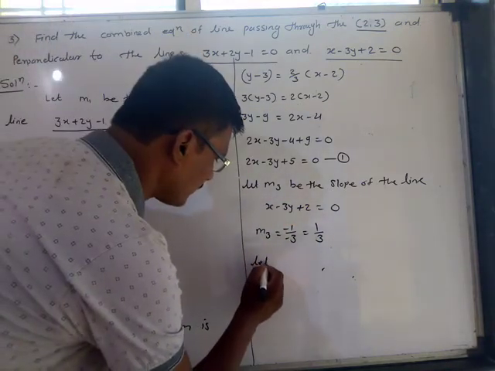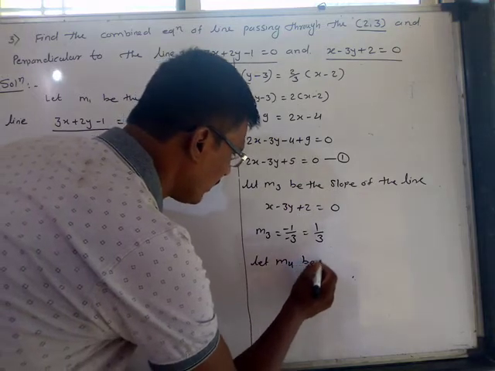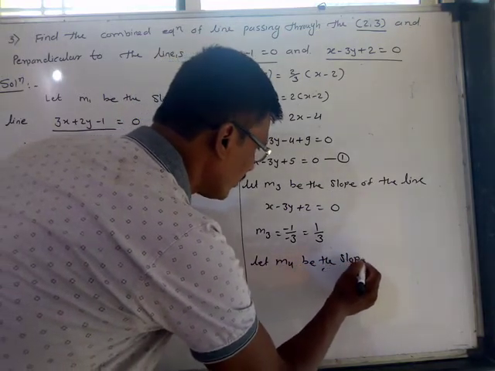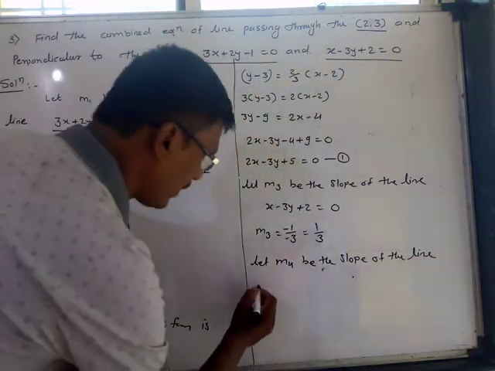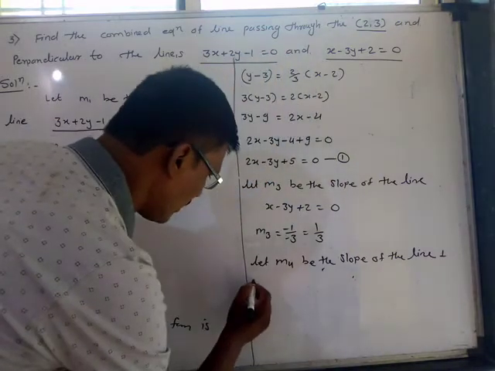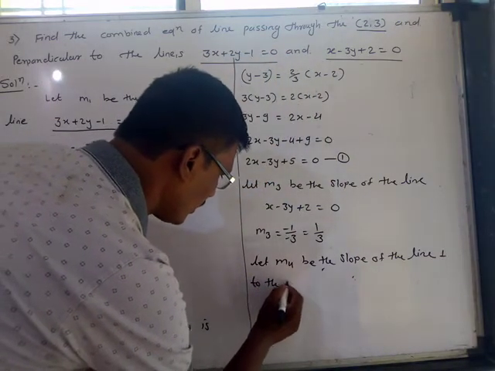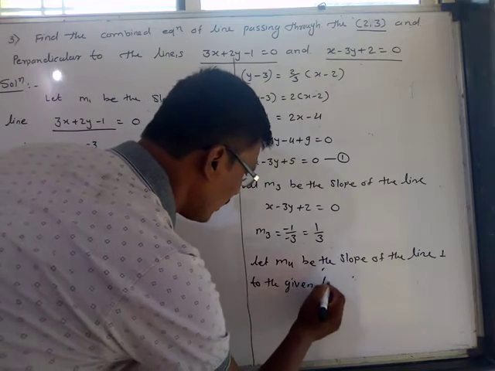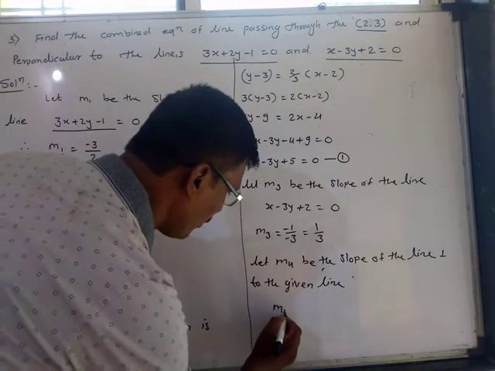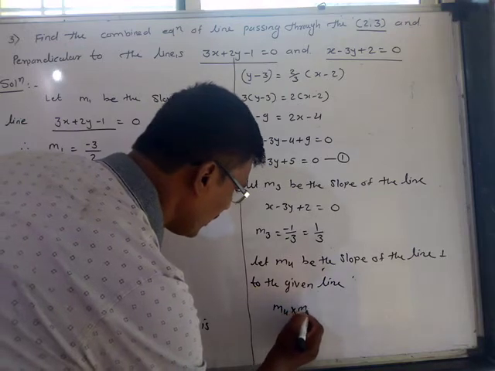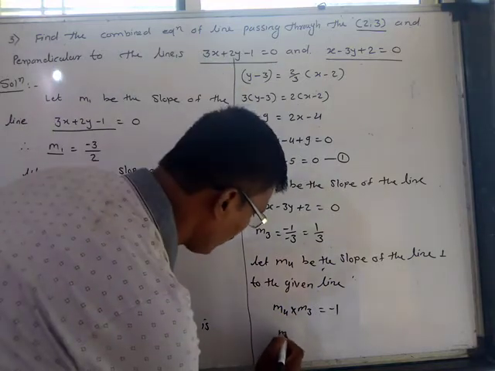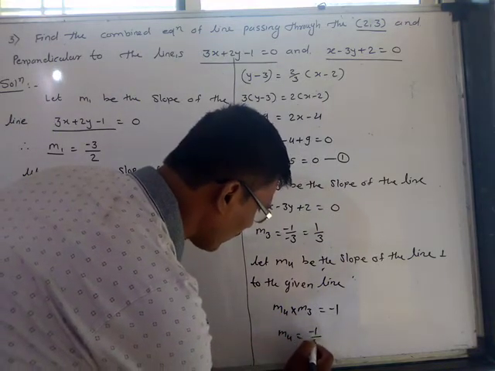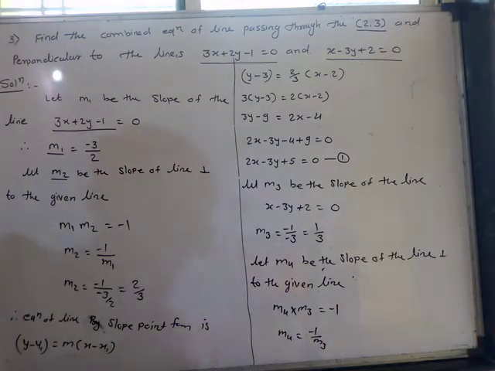Let m4 be the slope of the line perpendicular to the given line. Therefore m4 into m3 is equal to -1 and therefore m4 is equal to -1/m3.